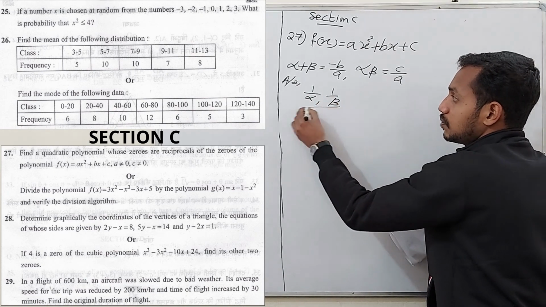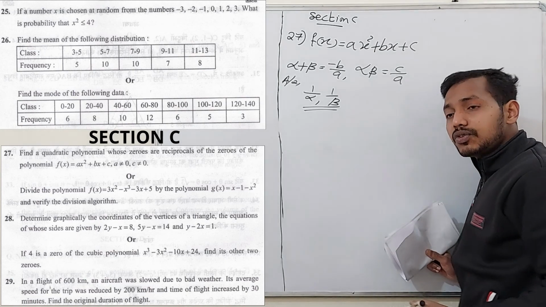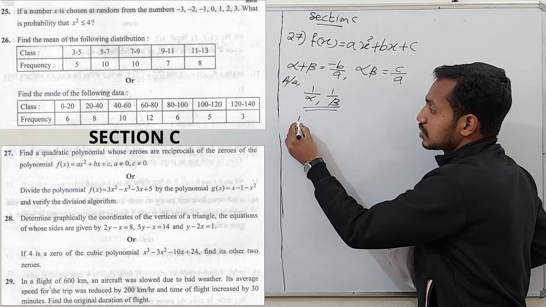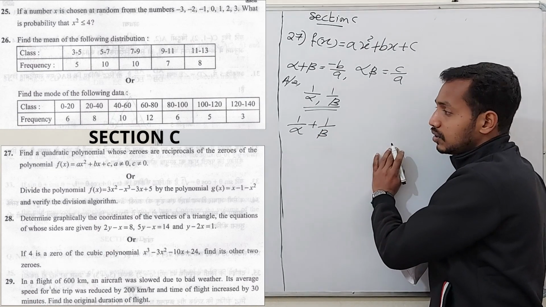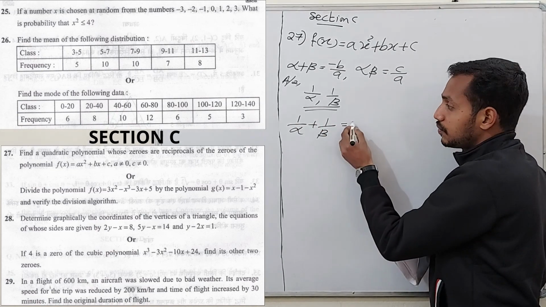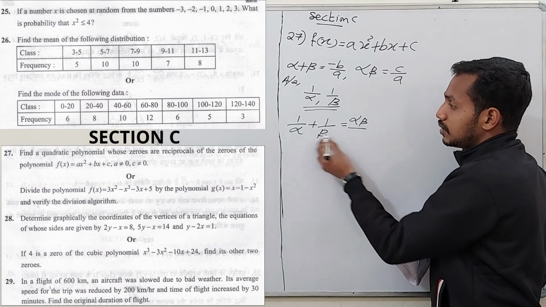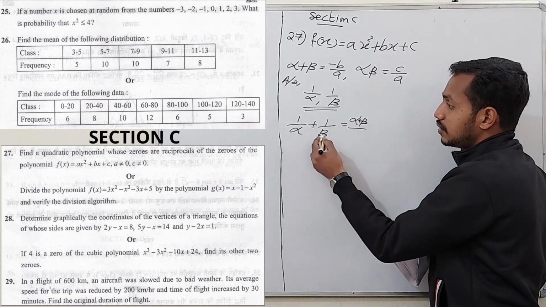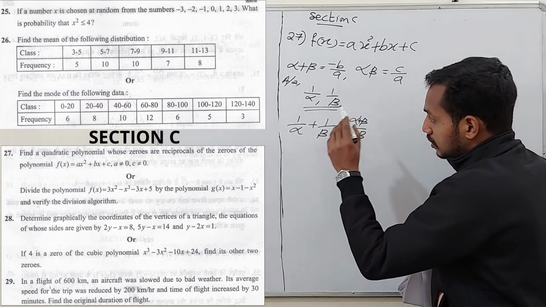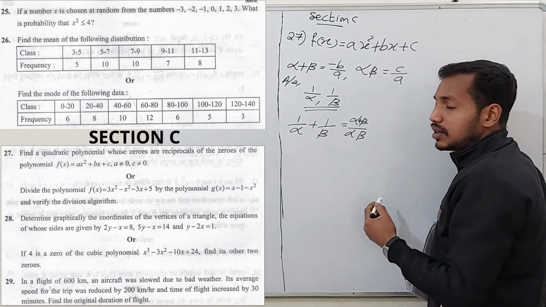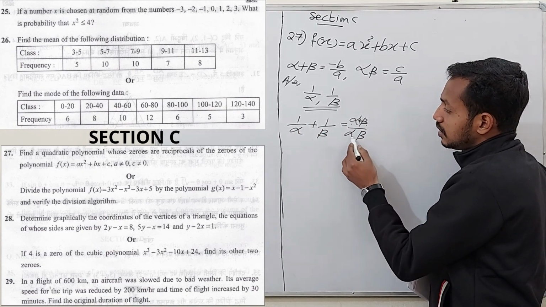The zeros of the new polynomial are 1 by alpha and 1 by beta. Then the sum of the zeros of the polynomial will be 1 by alpha plus 1 by beta, which is equal to alpha plus beta divided by alpha beta. So the sum of the zeros of the new polynomial we have got as alpha plus beta divided by alpha beta.